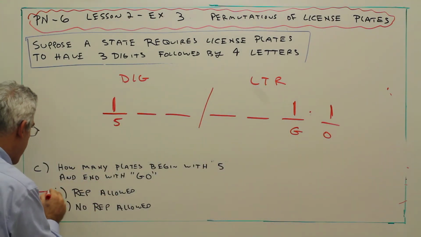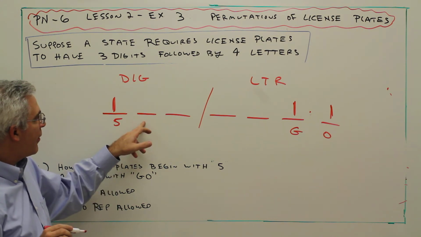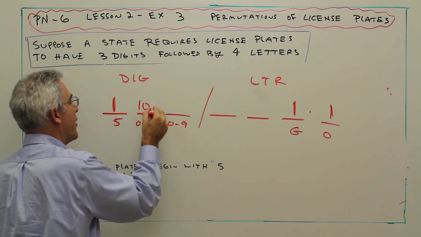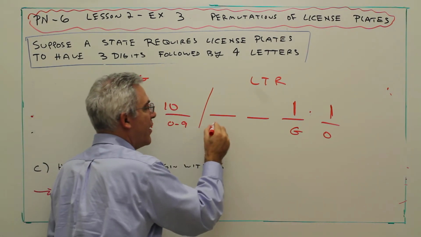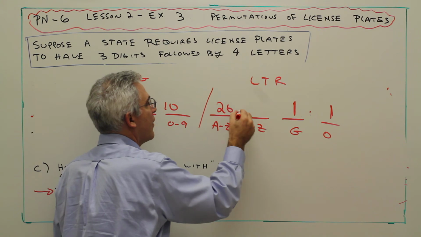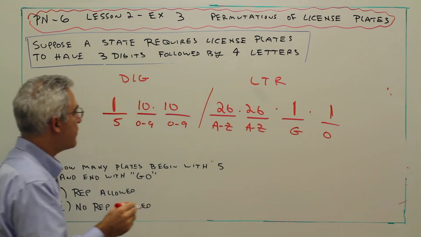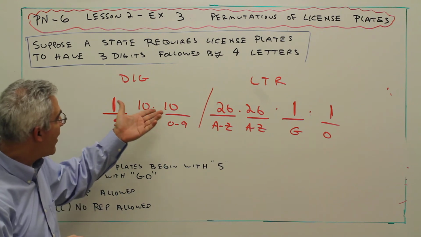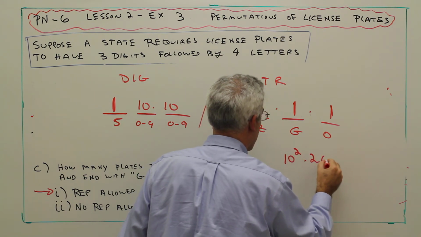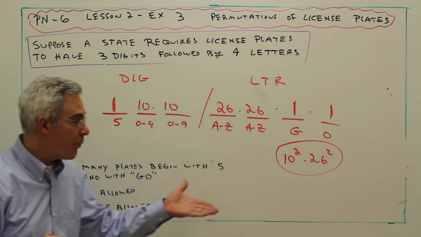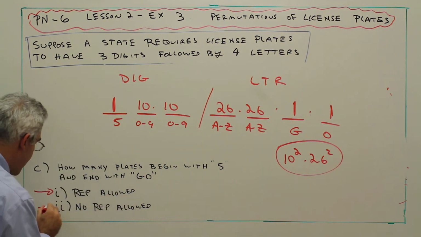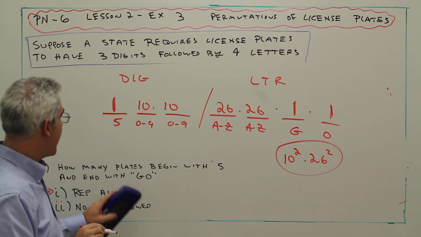All right, so we're gonna do it with repetition allowed. So over here, I can repeat the 5. Again, it could be anybody 0 through 9, 0 through 9. So there's 10 ways, 10 ways. Over here, it could be anybody A through Z, anybody A through Z. So 26 times 26. So my answer simplifies to 10 squared times 26 squared. And again, you could calculate that with your calculator. I'm just trying to speed things up for the video. All right, then the second part says, same problem, but without repetition.